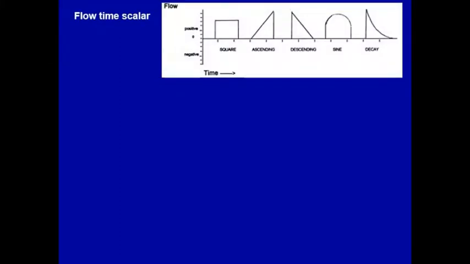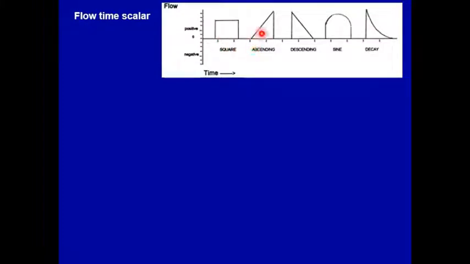So before going into the modes of mechanical ventilation, we should know the basics of the scalars, that is, the flow time scalar, pressure time scalar and volume time scalar. This is the flow time scalar, where time is along the x-axis and flow is along the y-axis. Here are the different types of flow time graphs which we can see. The square type of flow time waveform is a constant flow waveform, which is used in volume control ventilation.